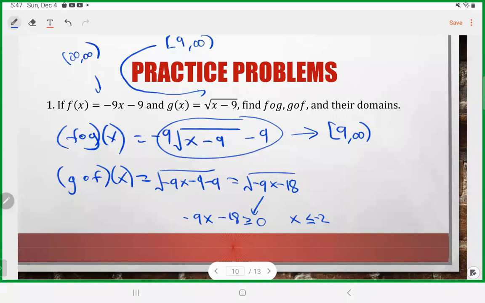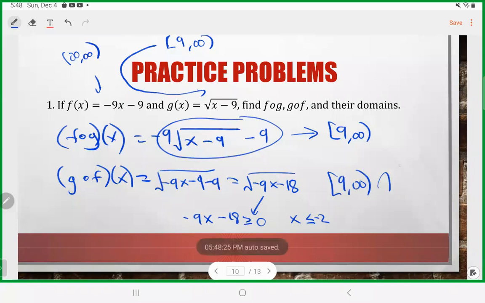Actually, if you think about it, it's less than -2 and greater than 9. There's no intersection, so is there no domain for it? It's weird. For now, we're just going to say that we're going to intersect these, right?